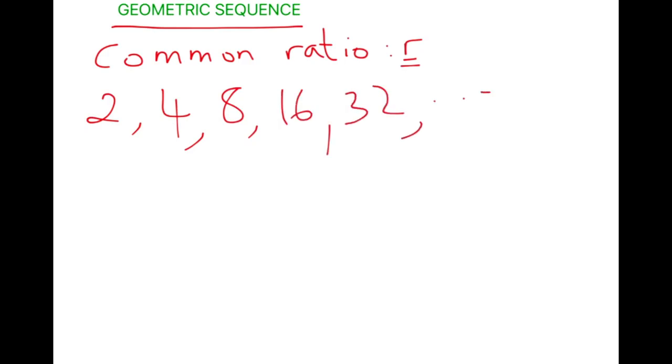The geometric sequence is also a list of numbers. They have something called common ratio R. Let's look at an example. Suppose I give you the following list. Is this a geometric sequence?